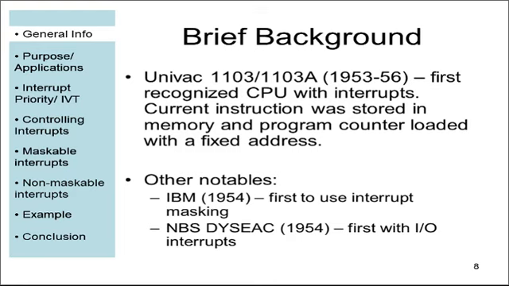Interrupts were first used in UNIVAC 1103 and 1103A. In UNIVAC, the current instruction was stored in memory and the program counter was loaded with a fixed address. The other notables are IBM in 1954, which was first to use interrupt masking, and NBS DYSEAC, which was first with the I/O interrupts.